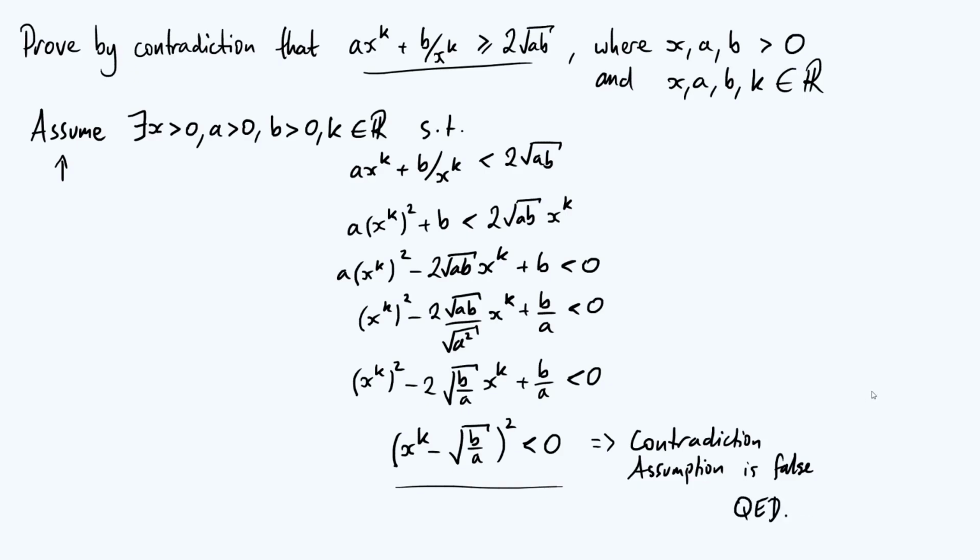Of course, another way you could do this is by taking this expression up at the top and differentiating it with respect to x and finding the minimum value that way. If you differentiate this left-hand side, ax to the k plus b over x to the k, with respect to x, and you find the minimum point of that, you would arrive at the fact that the minimum value of that expression is actually 2 root ab. So there's another way we could approach the same problem.